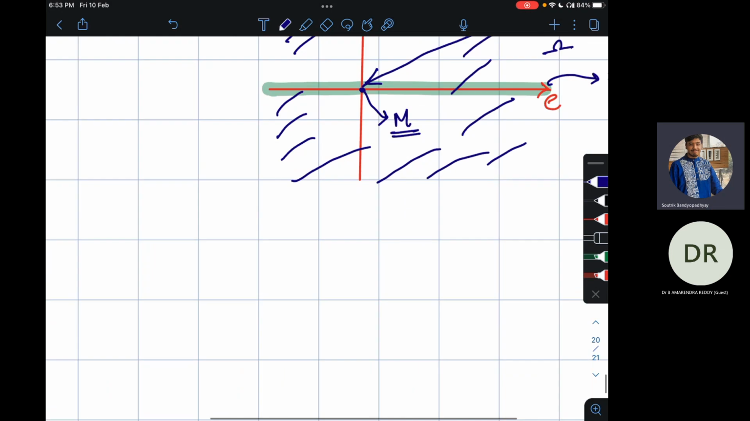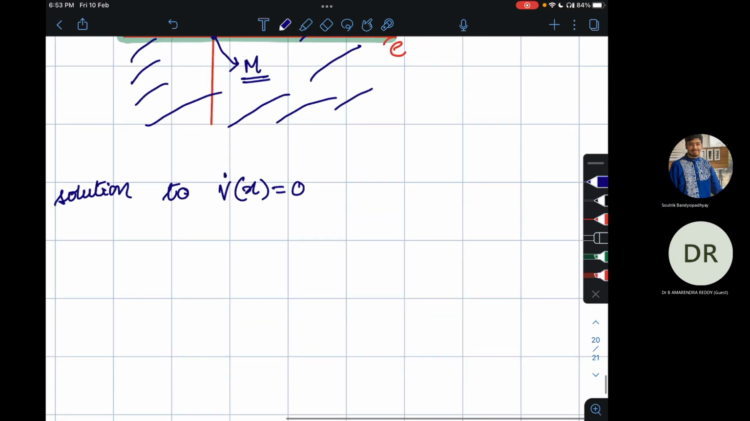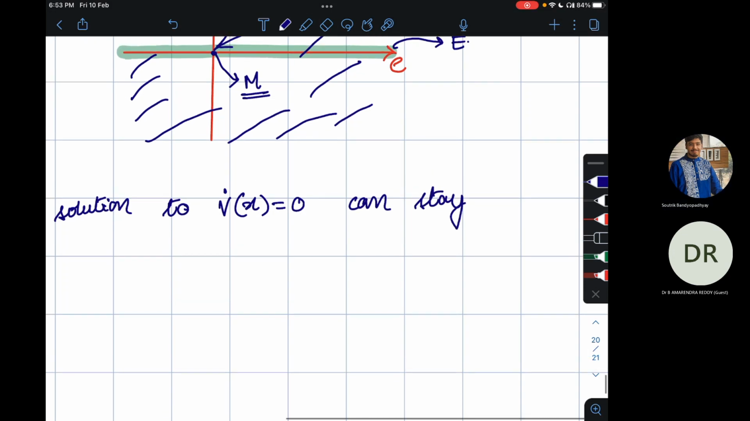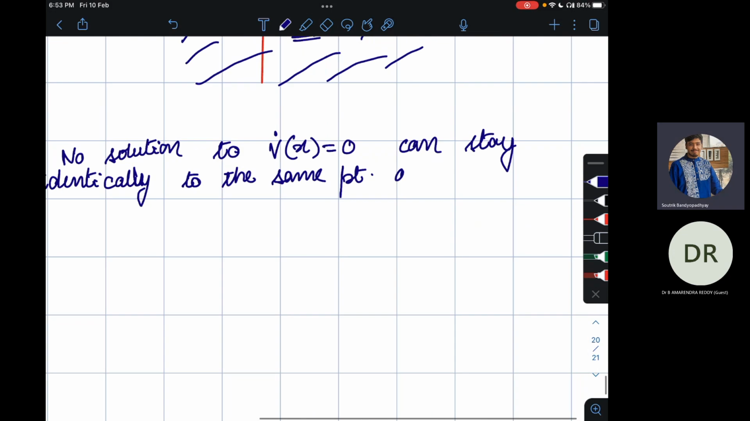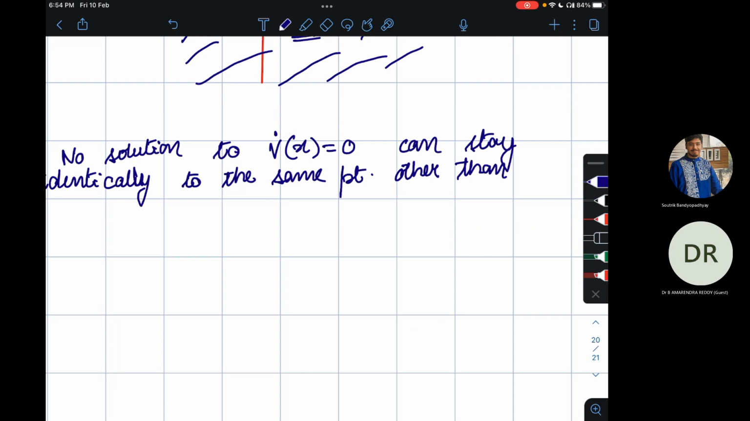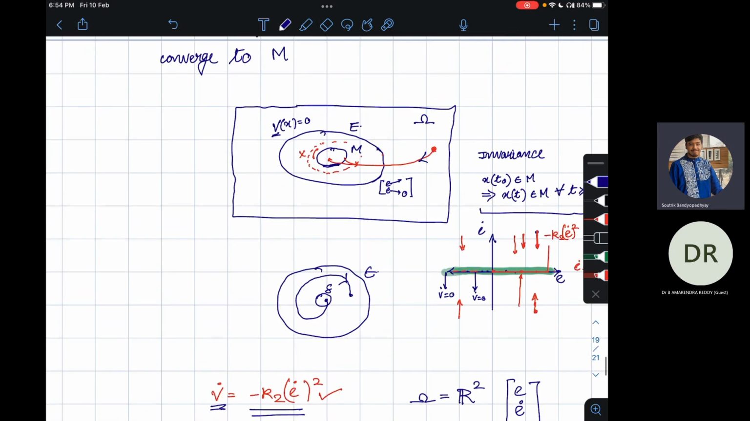So the concept is that no solution to V dot equal to 0 can stay identically at the same point other than the origin. This implies, suppose I have the solution over here, this solution cannot stay here for future time. It has to decrease or it has to move at least. So this is what is meant by the largest invariant set of E.